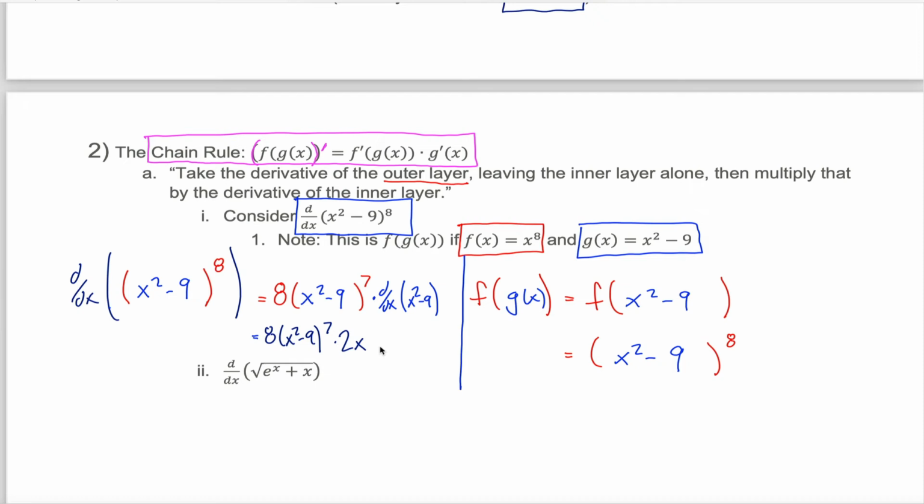And yeah, as is often the case, you can clean this up a little bit and call it 16x times (x squared minus 9) to the 7th. But I'm not so worried about that now. I've got to pick my battles. And my battle here is being able to see the chain rule.